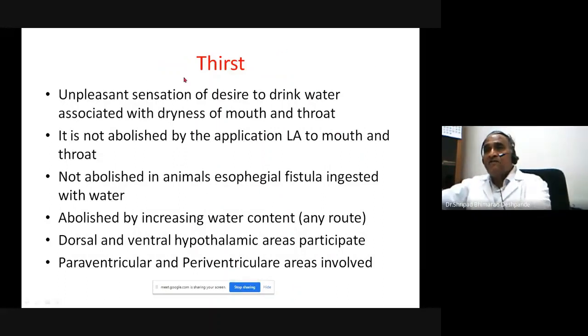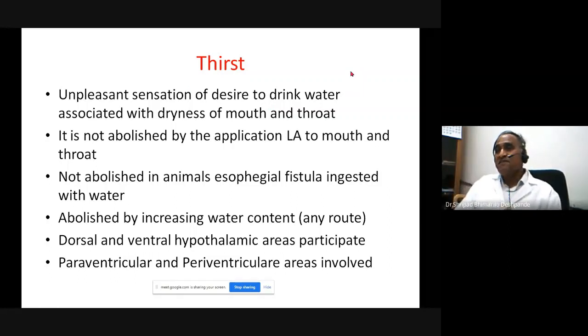This again I will come back regarding thirst. It is an unpleasant sensation of desire to drink water, and it is associated with the dryness of the mouth and throat. So that means even this unpleasant sensation, because you suddenly feel that you need to have water, so you have a sensation to need to drink water. So the mouth is dry and the throat is dry.